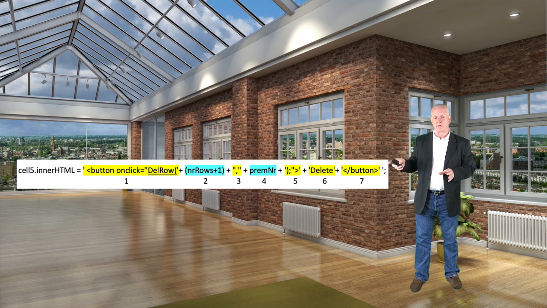The first yellow part, marked 1, is the first part. Then plus the second part, which is the one marked blue. Then plus comma in part 3 and plus the variable prem number in number 4. The variable prem nr is the second variable in the del row np function.